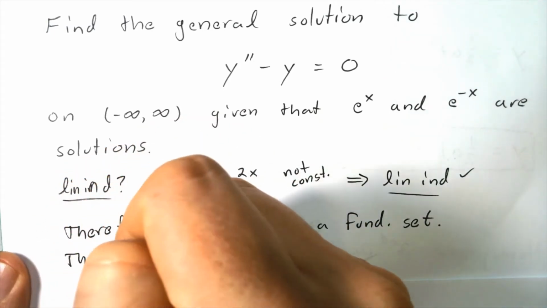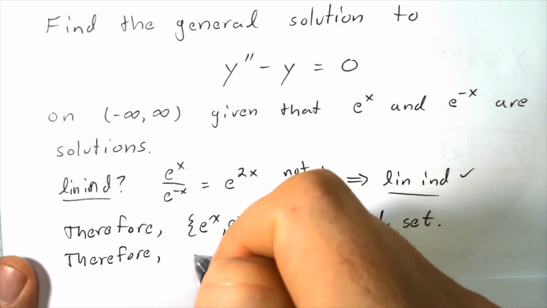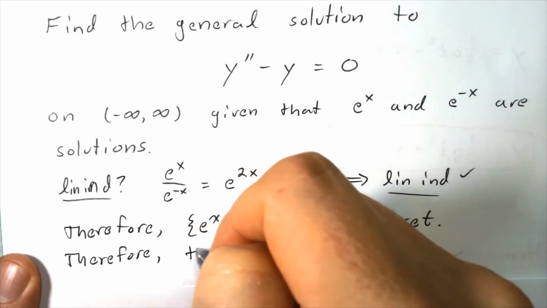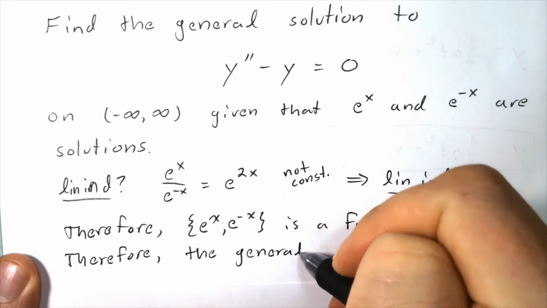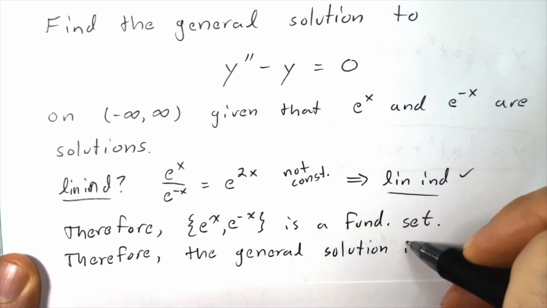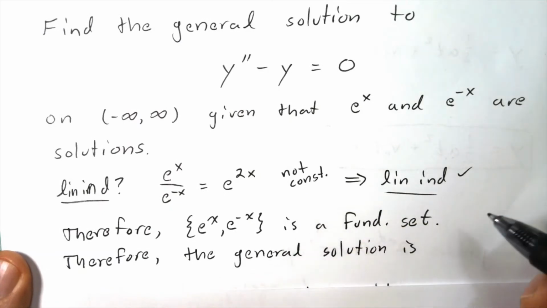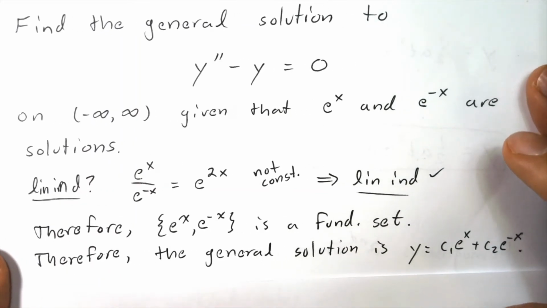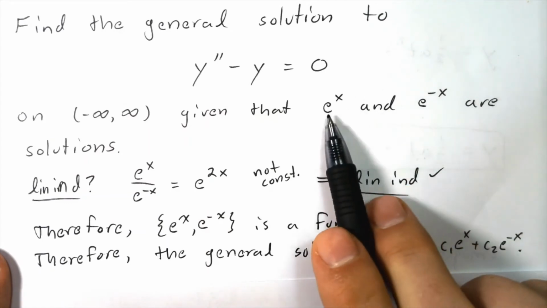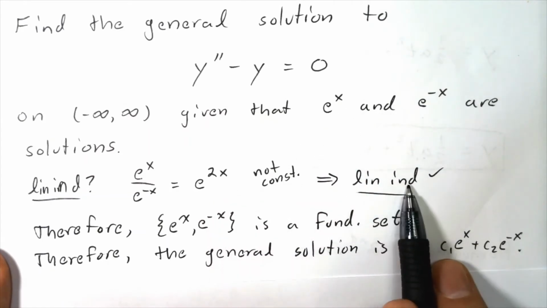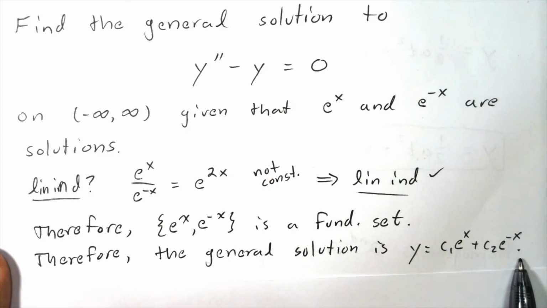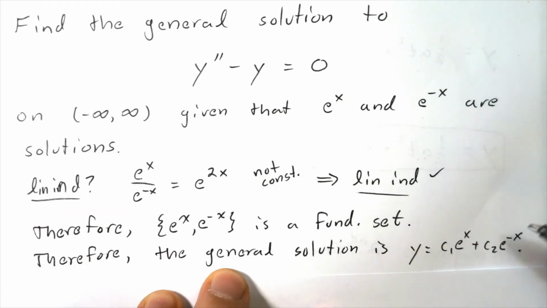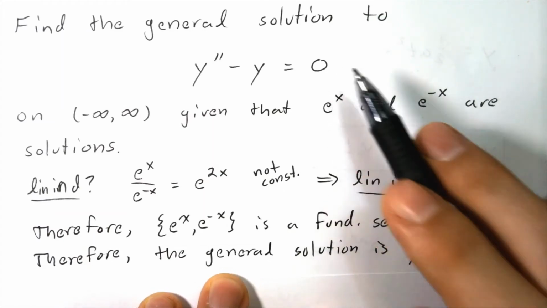So therefore, the most general solution is just y equals c1 e to the x plus c2 e to the minus x. That is the most general solution. So we've solved the problem. Just by finding two solutions and verifying that they're independent, we get the most general solution. So that general solution will solve any initial value problem for this differential equation.